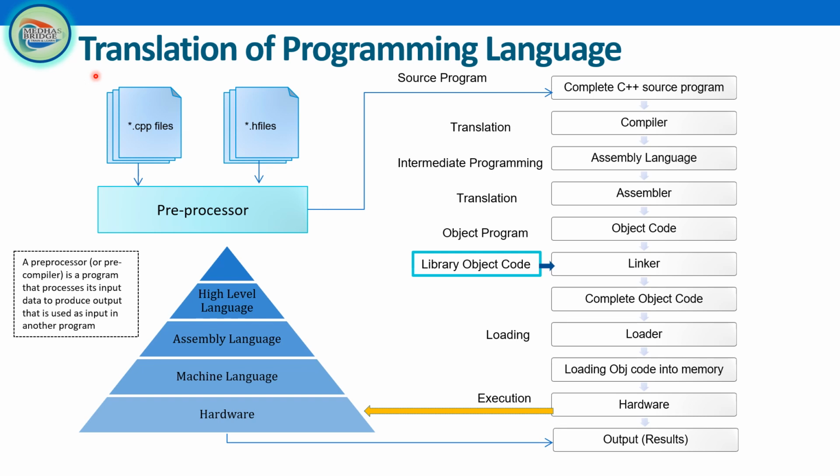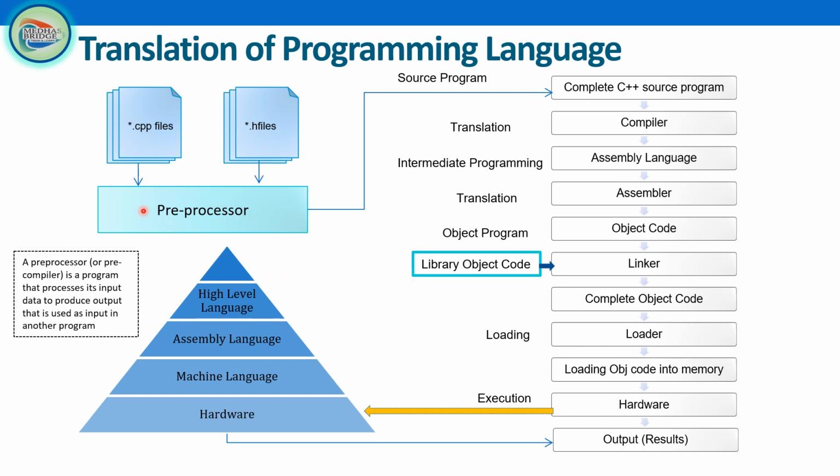Let's take a look at how translation of programming language takes place in the C++ world. We know that we have a high level language, assembly language, machine language, hardware, right? The key important points here are that we have a preprocessor stage, a compiler stage, an assembler stage, the linker, and a loader. Let's see what each one does in the translation.